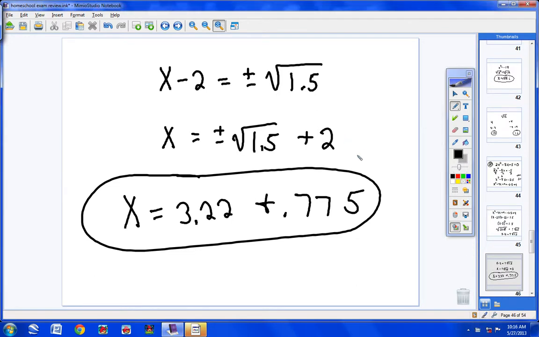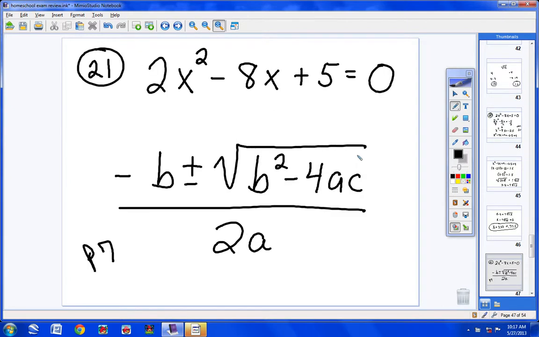Okay, that is completing the square, and hopefully we're doing okay. Let's move on. Now, I am going to give you one on the test in which I say solve by using the quadratic formula. So write that down if you need it, because I'm not going to let you have it during the test. So I put it up here for you to look at. Negative b plus minus the square root of b squared minus 4ac all over 2a.